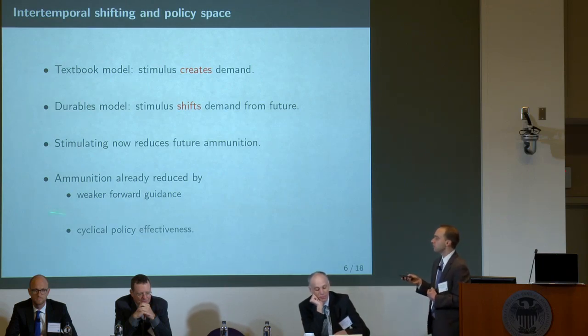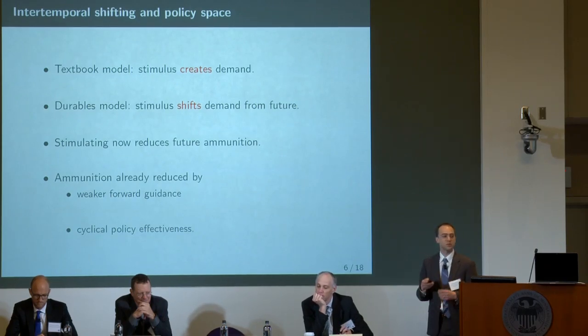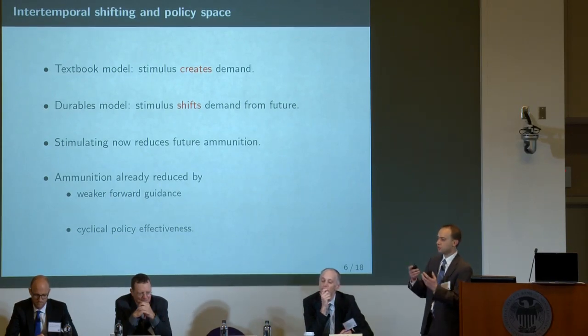Furthermore, because forward guidance is less powerful in this model, the central bank is operating with less ability to stimulate the economy to start with. And moreover, because in a recession, stimulus is going to be less effective, this policy space is already further reduced.